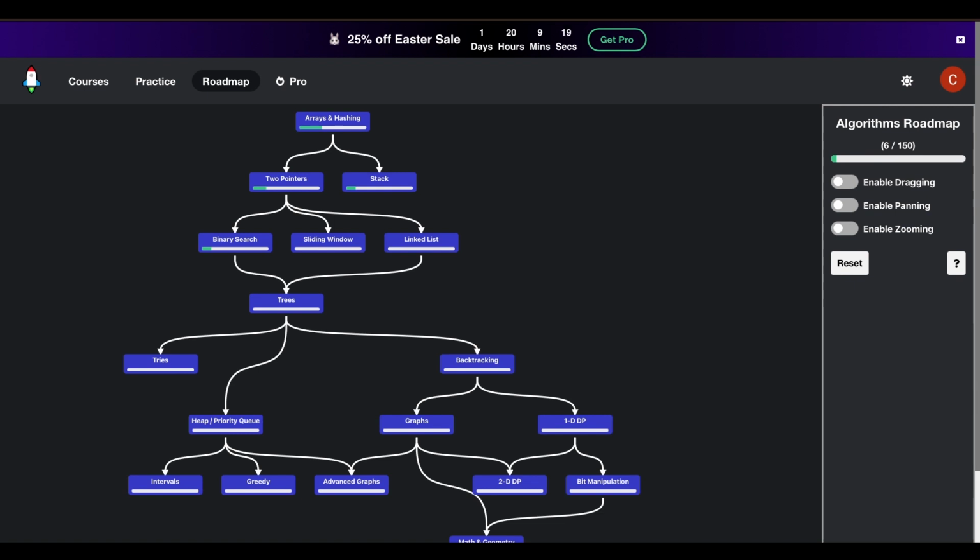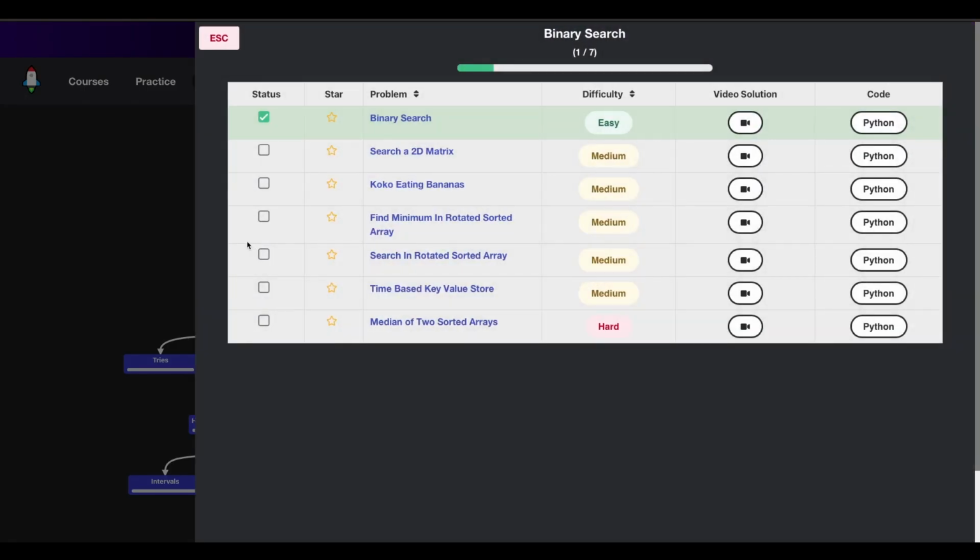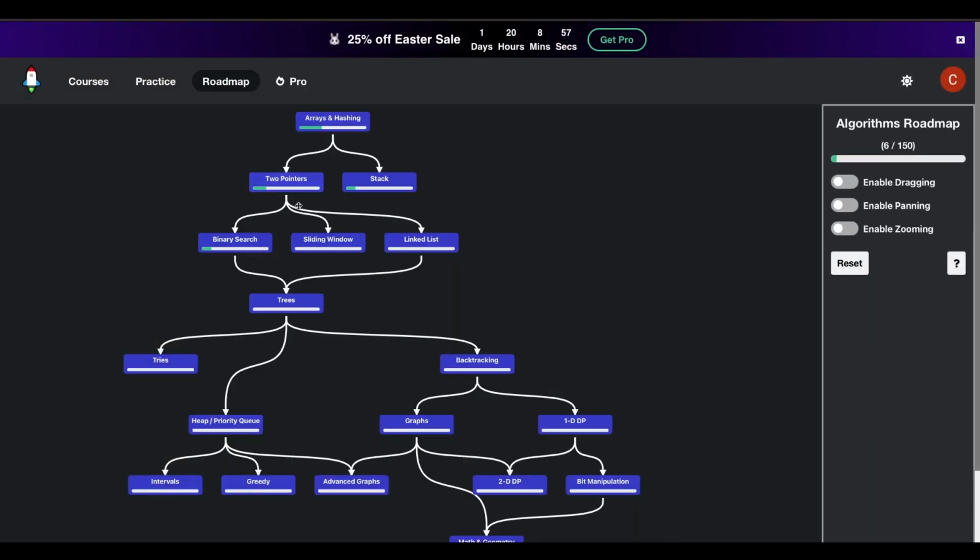Welcome back, everyone. In today's episode, I'm going to be moving on to the sliding window category. Last episode, I tackled the binary search problem, and that one went pretty well. Since it was the last easy problem in the section, I'm already going to move on to the next one.